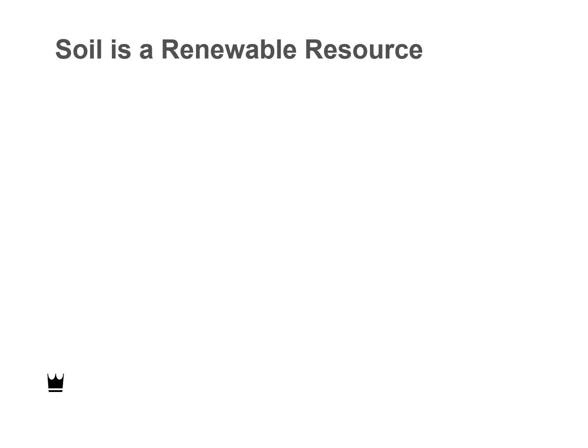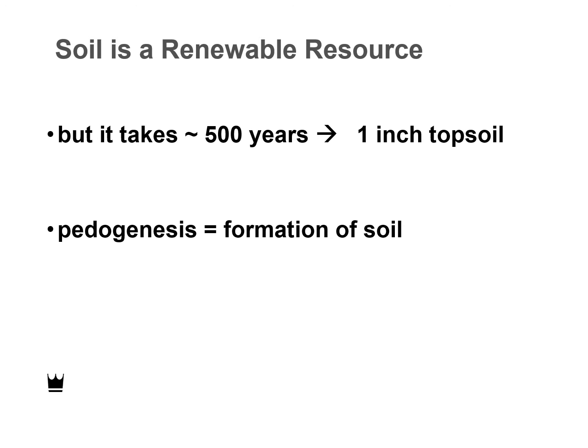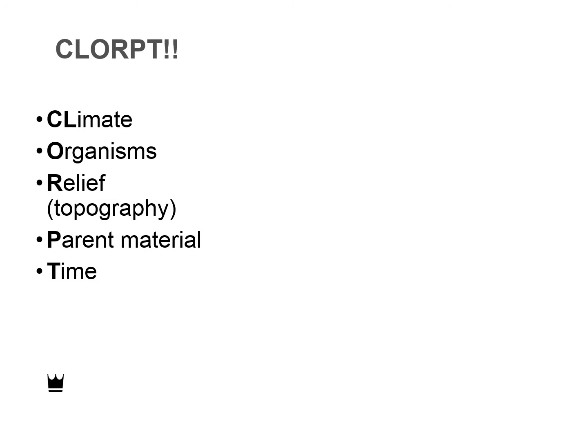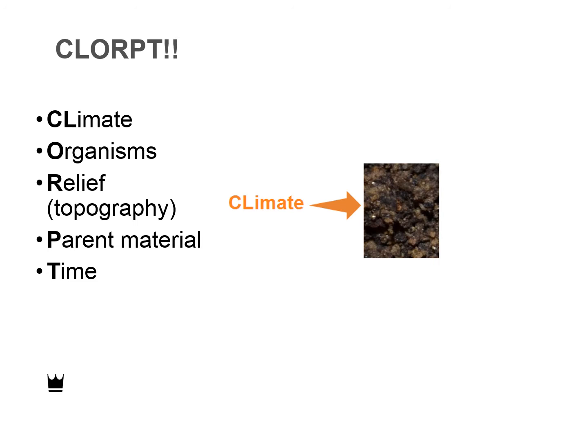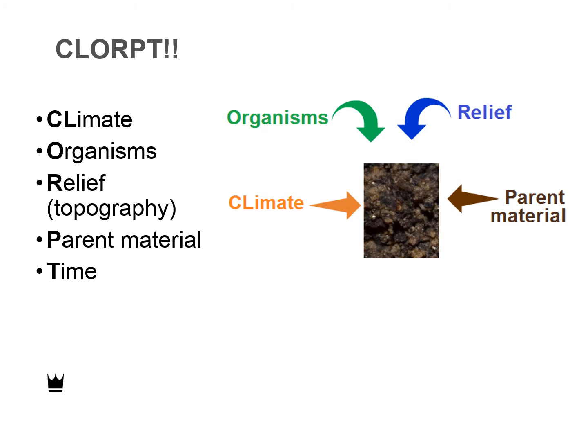Is soil a renewable or non-renewable resource? Soil is renewable, but it takes about 500 years to create an inch of topsoil through the process called pedogenesis. How does soil form? Remember CLORPT. CL stands for climate, O for organisms, R for relief or topography of the area, P for parent material, and T for time.